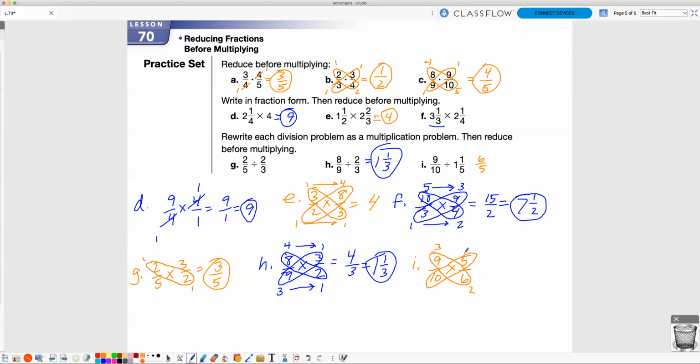5 and 2, both of those are divisible by 5. 5 divided by 5 would be 1. 10 divided by 5 would be 2. So I have 3 times 1 in the numerator and 2 times 2 in the denominator. So this would end up being 3/4 for my final answer. And that's not equal to 6/5, but that was just 6/5 as 1 1/5.